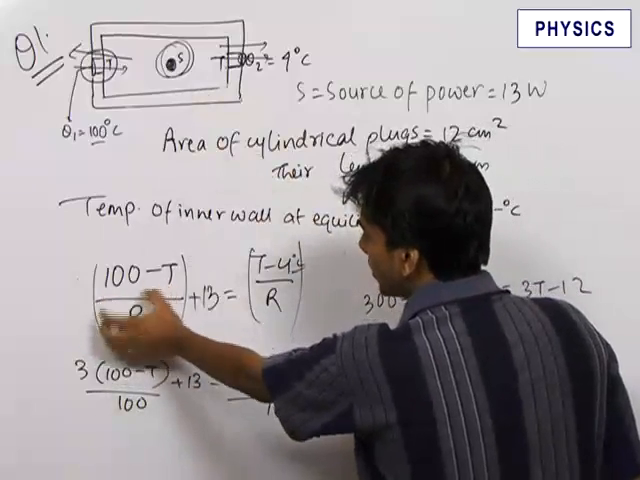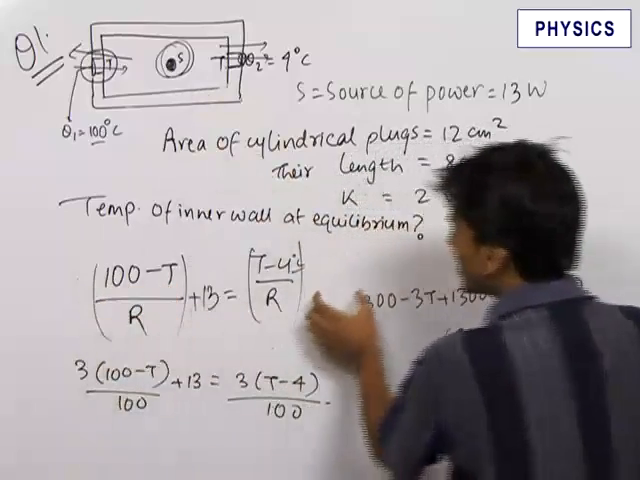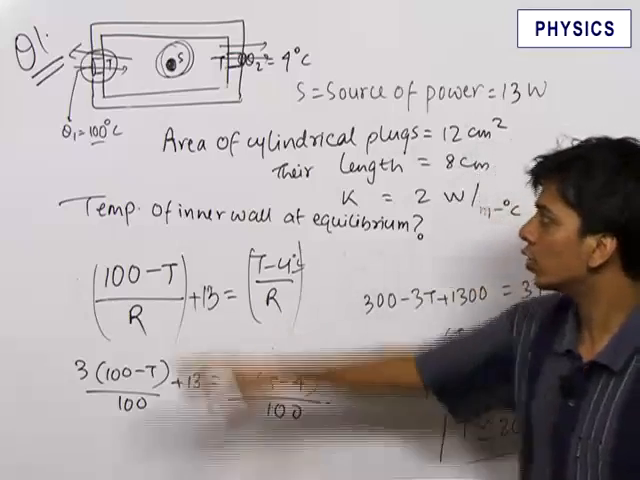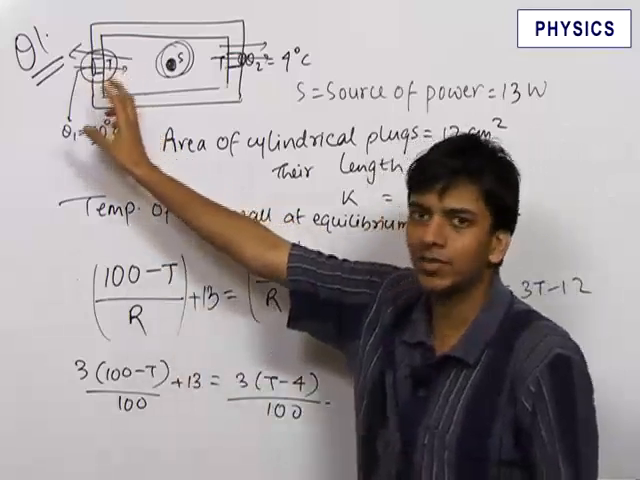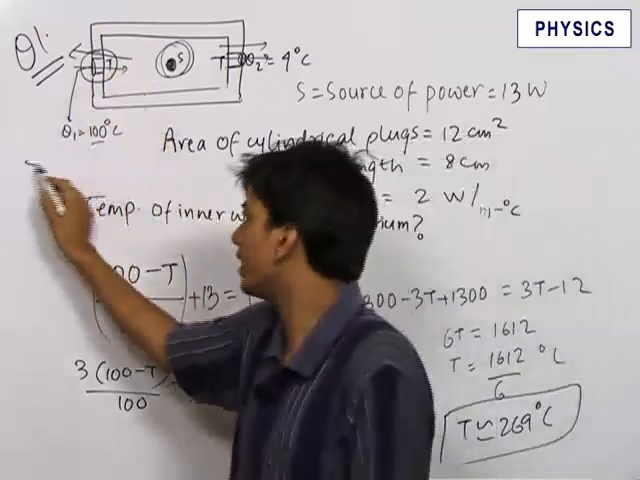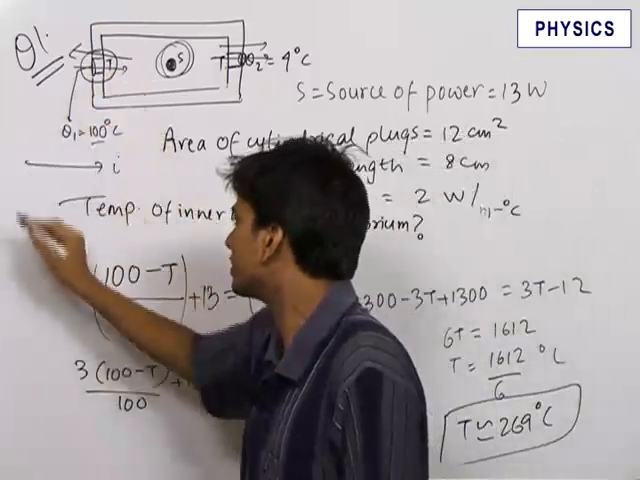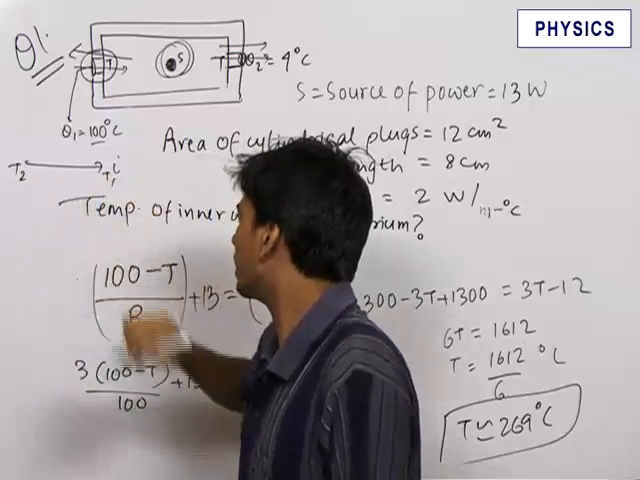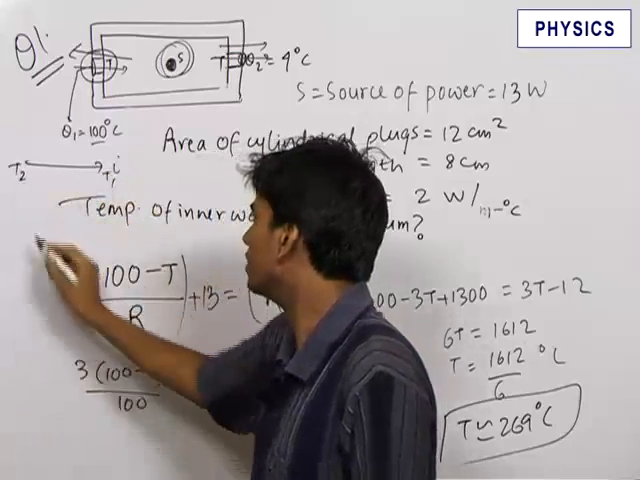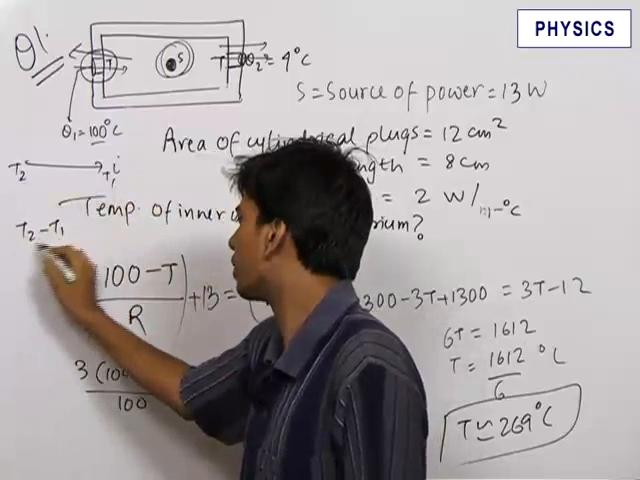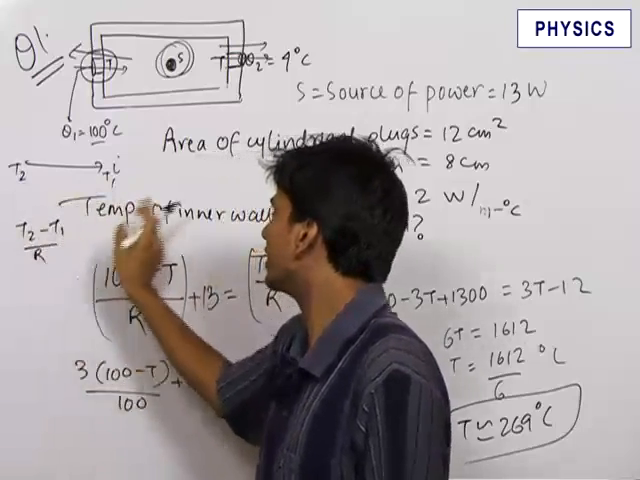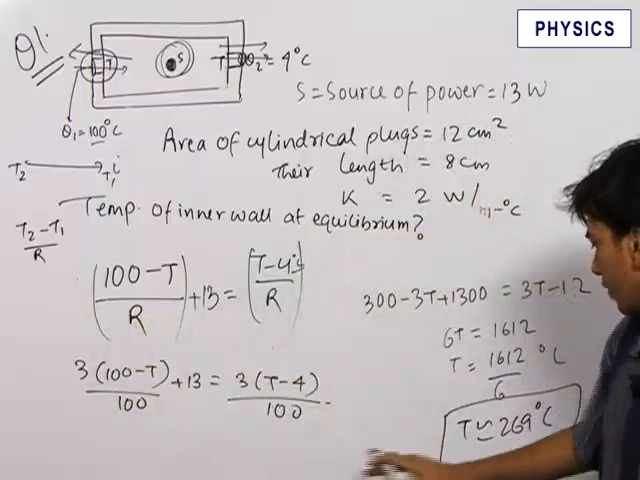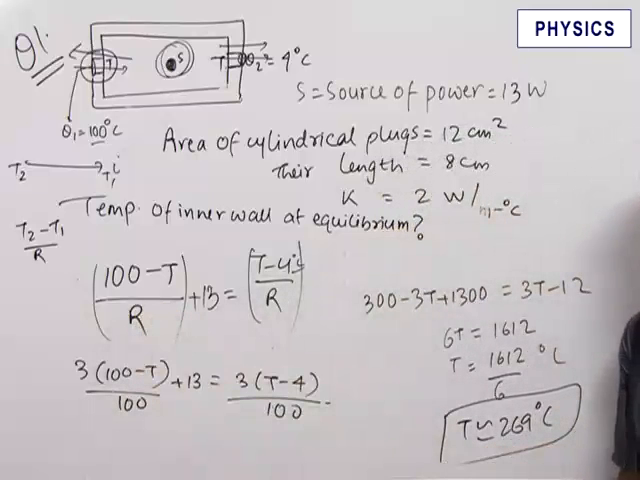This 100 minus T term upon R would have come as T minus 100 upon R in this direction. Therefore it means the same thing basically. So you can assume it in whichever direction, but write the formula properly. If you are writing heat current in this direction, suppose this is T1 temperature here and T2 temperature here, you always write T2 minus T1 upon R to get the heat current in this direction. Then you will never get the wrong answer. So our final answer for this question comes out to be 269 degrees Celsius.